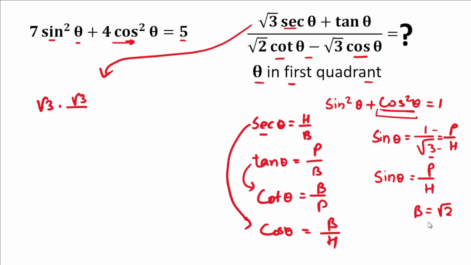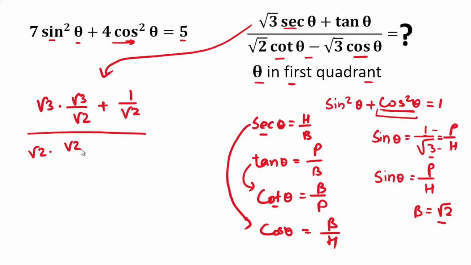So base here we have calculated square root 2. So it is square root 2 plus tan theta. Tan theta is perpendicular divided by base. So here perpendicular is 1 and base is square root 2. So 1 divided by square root 2, and that is divided by square root 2. So it is square root 2 multiplied by cot theta, and cot theta is base divided by perpendicular. So here base is square root 2 and perpendicular is 1.